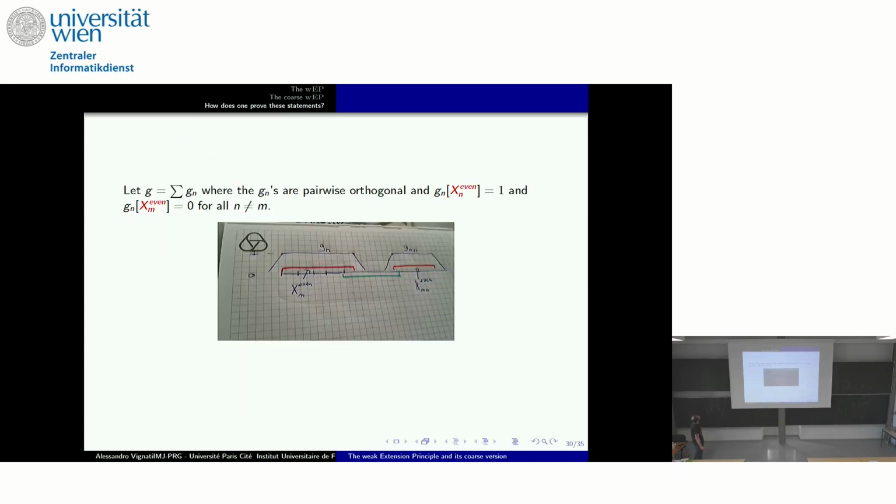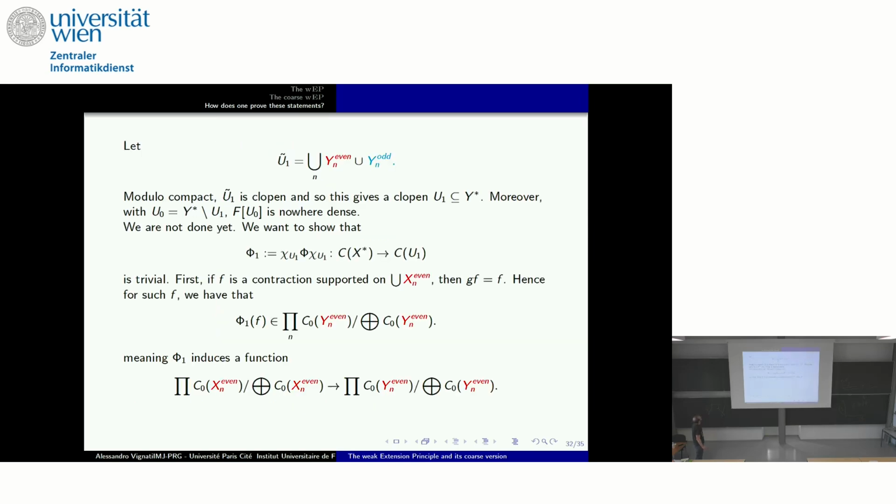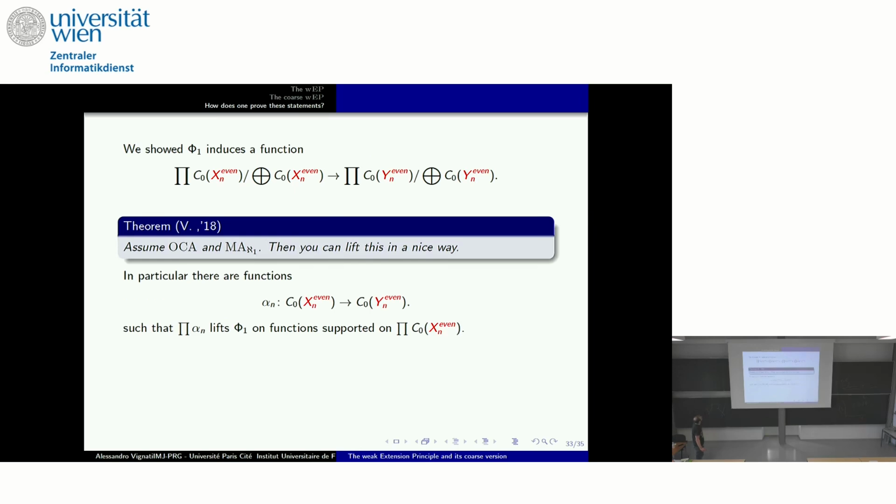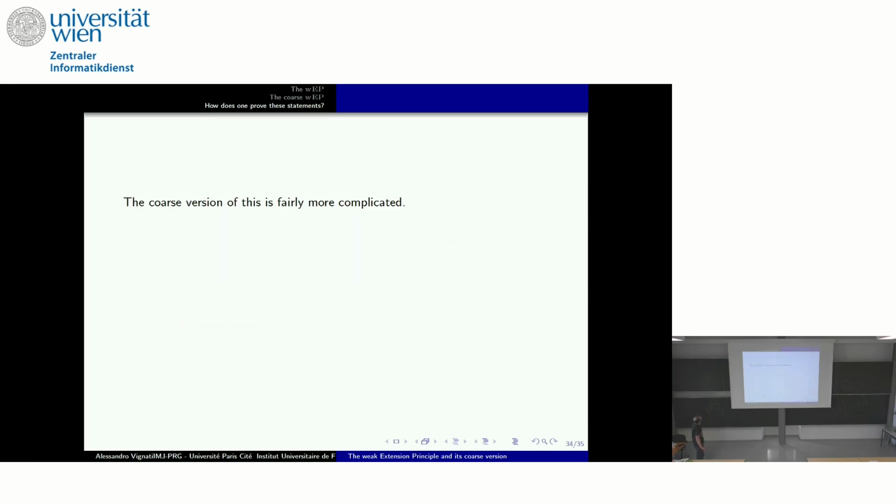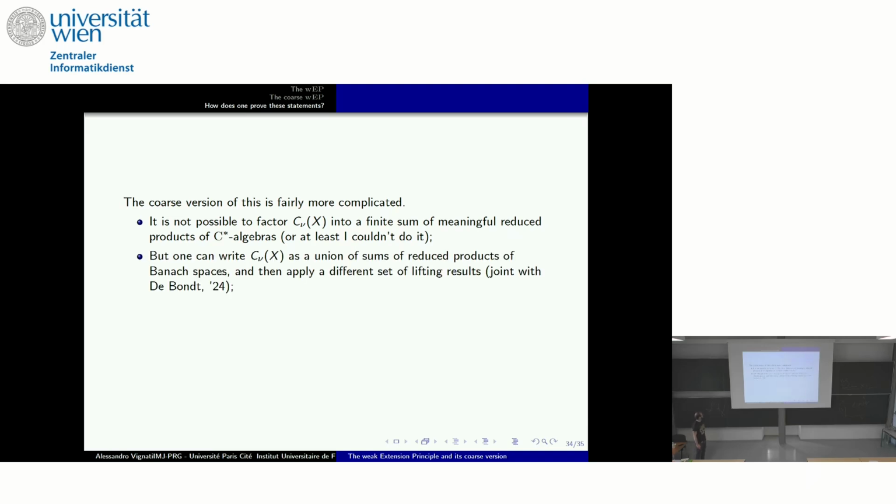After this, we also use other previous results of mine. I just want to say one thing about the coarse version of this, which is fairly more complicated, because the nice factorization that I have of C(X*) into sub-reduced products of C*-algebras doesn't work here. So I actually factor it into a finite sum of reduced products of Banach spaces. And then I don't apply the results by me and Paul McKenney; I apply some other lifting results that we obtained with Ben last year.